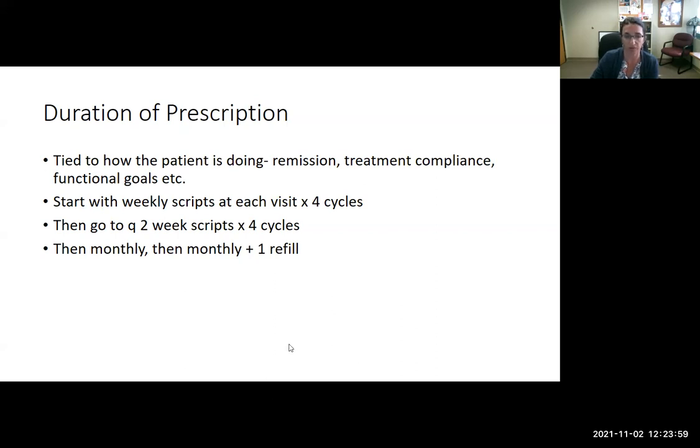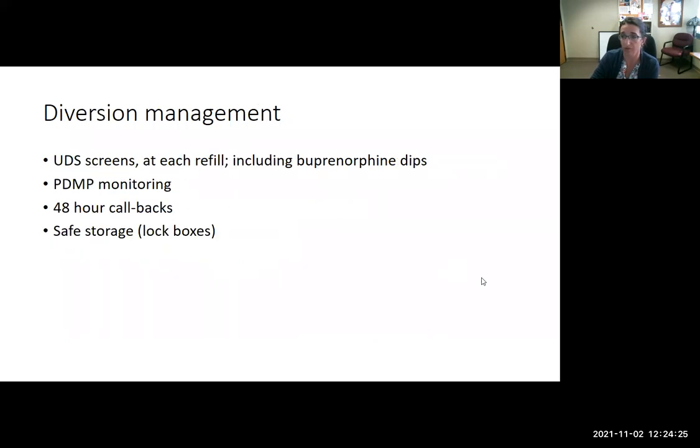to start with weekly prescriptions at each visit for about 4 visits. And then if they seem to be doing well, you've got them on the dose that seems to be helping, then you can transition them to 2-week prescriptions, again, for about 4 cycles, and then monthly. And then you can go up to a monthly prescription with actually, we would do up to 2 refills if they're really stable and well and not needing to check in sooner.